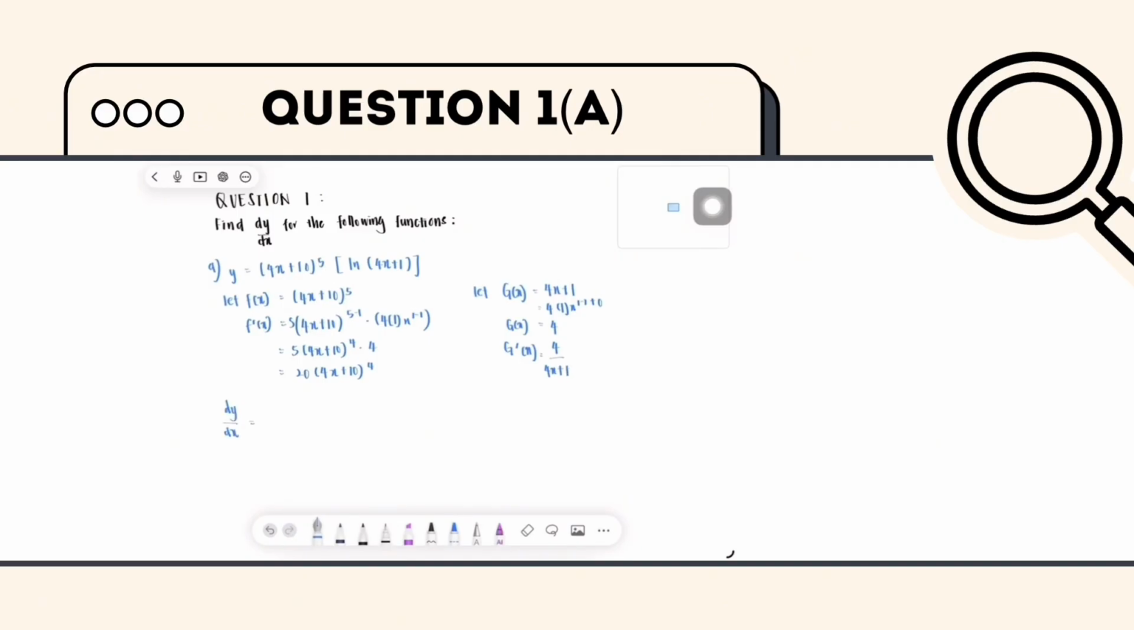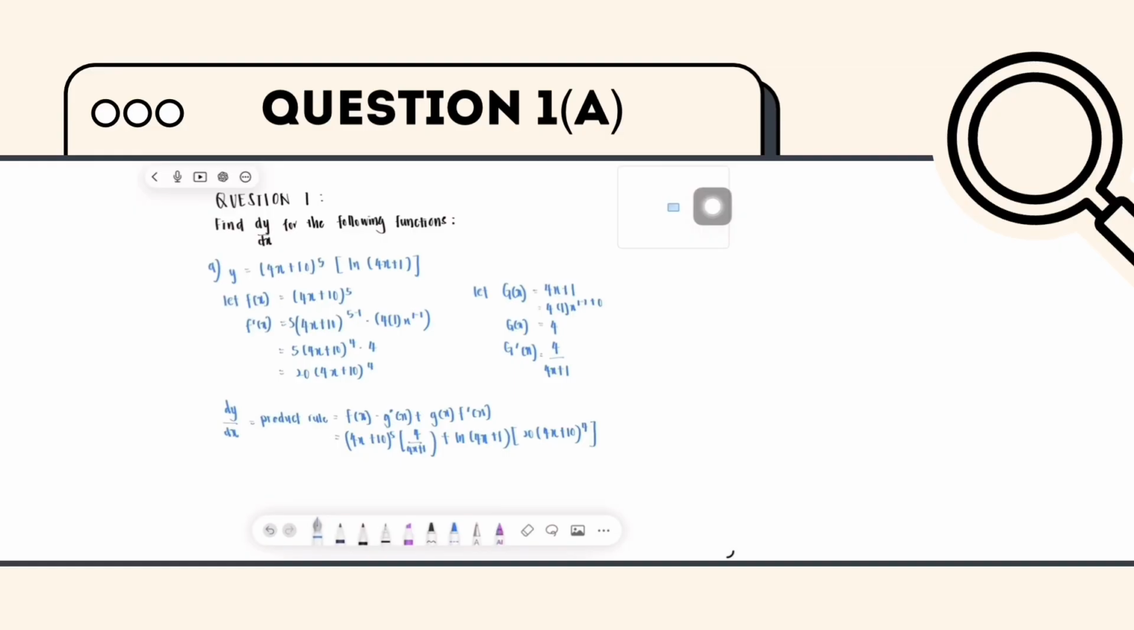Now, let's assemble everything using the product rule formula, which is f(x) multiplied by g prime x plus g(x) multiplied by f prime x. Substituting our pieces into the formula, we take the original first function, (4x plus 10) raised to the power of 5, times the derivative of the second, 4 over 4x plus 1, plus the original second function, ln(4x plus 1), times the derivative of the first, which is 20(4x plus 10) raised to the power of 4.